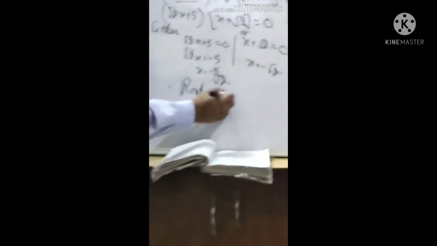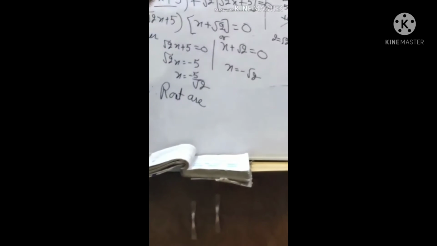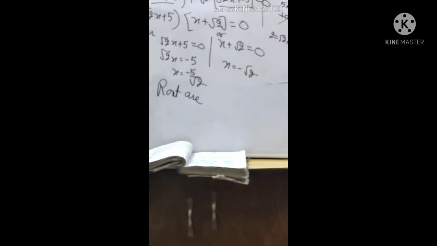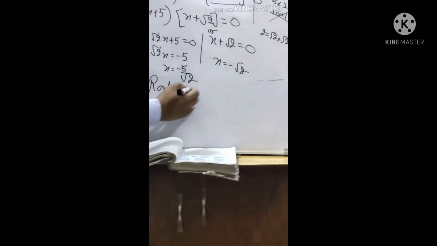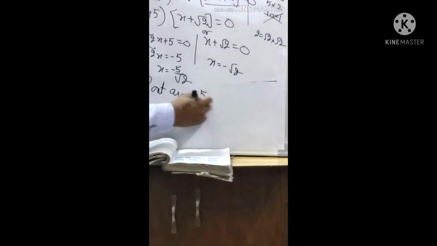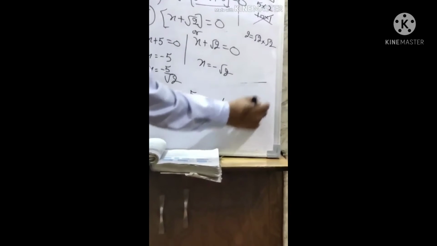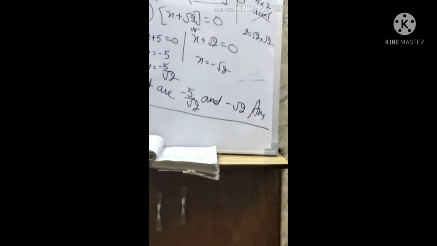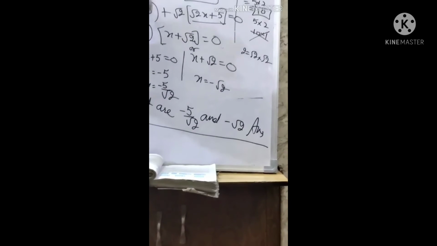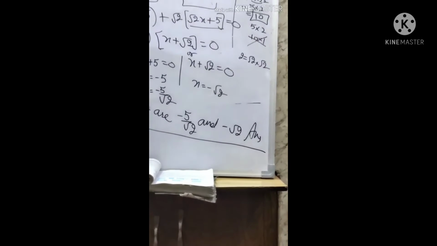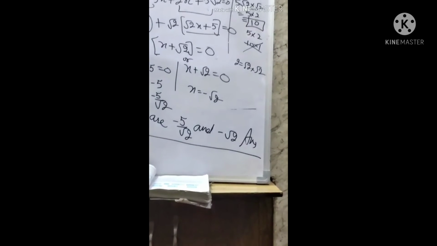The roots of the equation are, because these are the solutions of the equation, and the solutions of the equation are called roots of the equation. So the roots are minus 5 by root 2 and minus root 2. Hear this. So in this way you can find the roots of the given equation, even if it is in irrational form, you can solve.